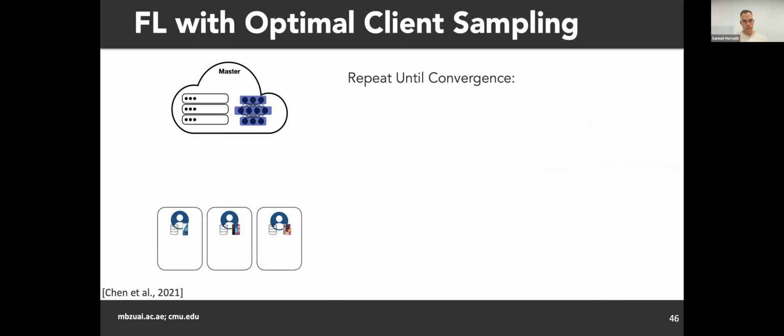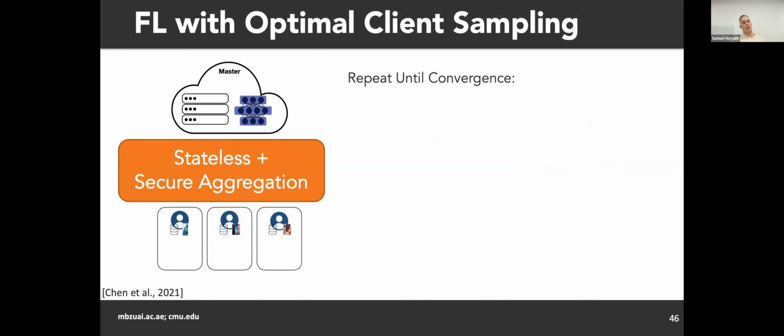But when we think about federated learning, there is more to this. Constructing importance sampling for federated learning is quite a bit more challenging in cross-device federated learning. This is because, by construction of federated learning, we want clients to be stateless. And we also want to employ secure aggregation, so the master node doesn't really have an idea of who these clients are, and that's for privacy reasons.